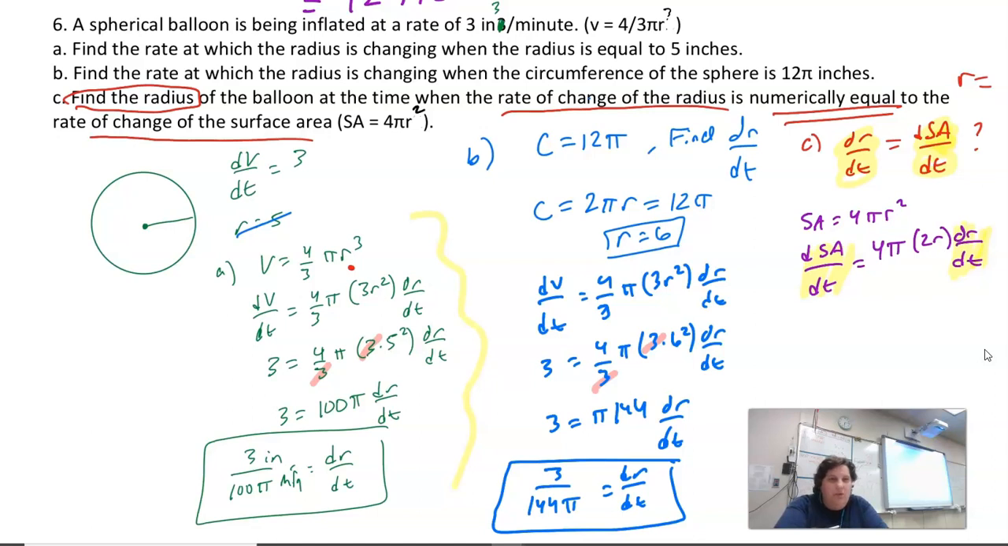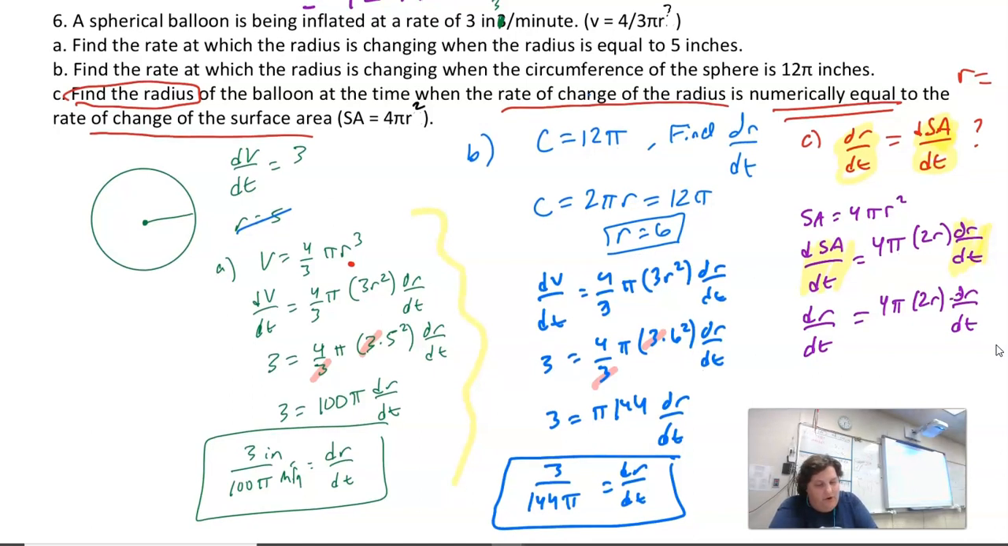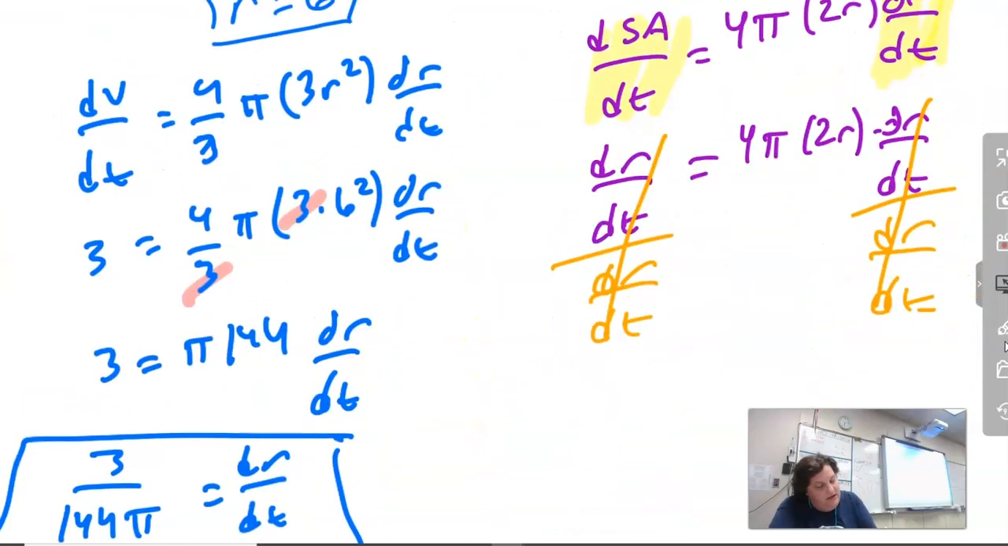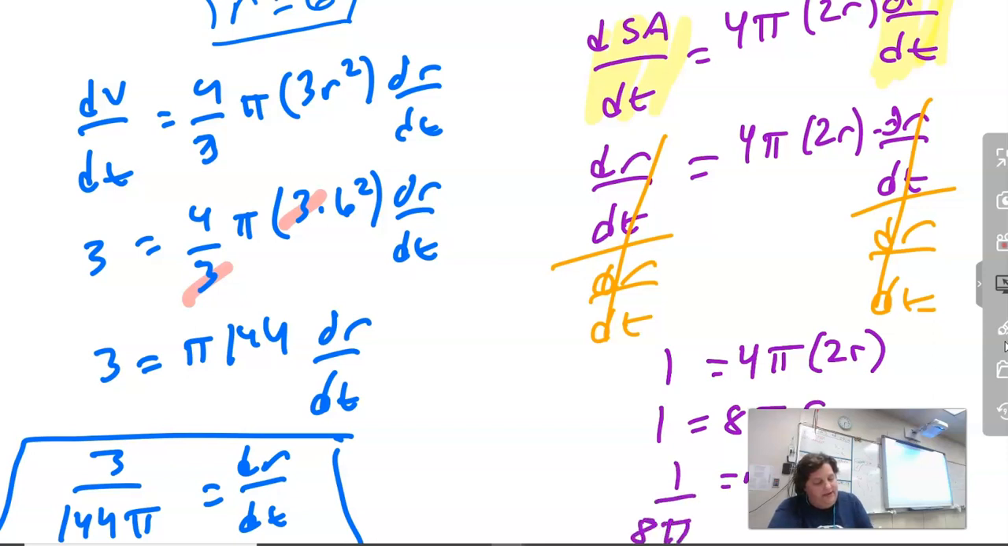So what I can actually do is call them both the same variable. I could call them both dr/dt because they're equal. And as long as I'm not dividing by 0, I can divide both sides by dr/dt. So I'm looking at when does 4 pi times 2r equal 1, or when does 1 equal 8 pi r? Well, when the radius is 1 over 8 pi.